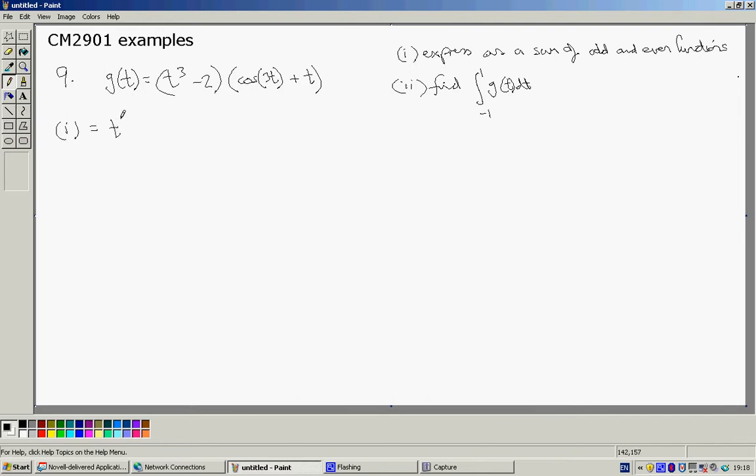t cubed times cos 3t, plus t cubed times t, which gives us t to the 4, minus 2 times cos 3t, and lastly minus 2 times t, so minus 2t.